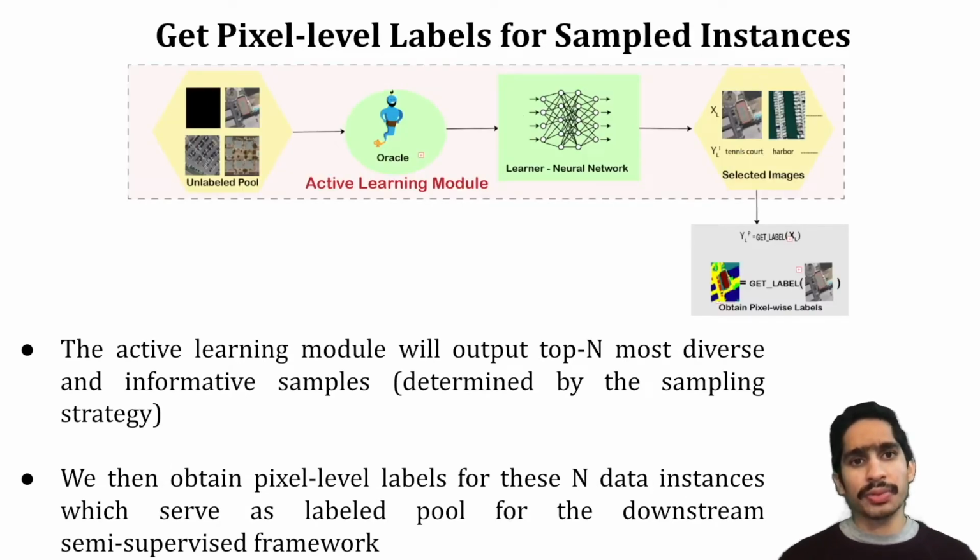The active learning module will output the top n most diverse and informative samples as determined by the sampling strategy. We then obtain pixel level labels for these n data instances, which serve as the labeled pool for the downstream semi-supervised framework. Next we'll talk in detail about the semi-supervised framework.